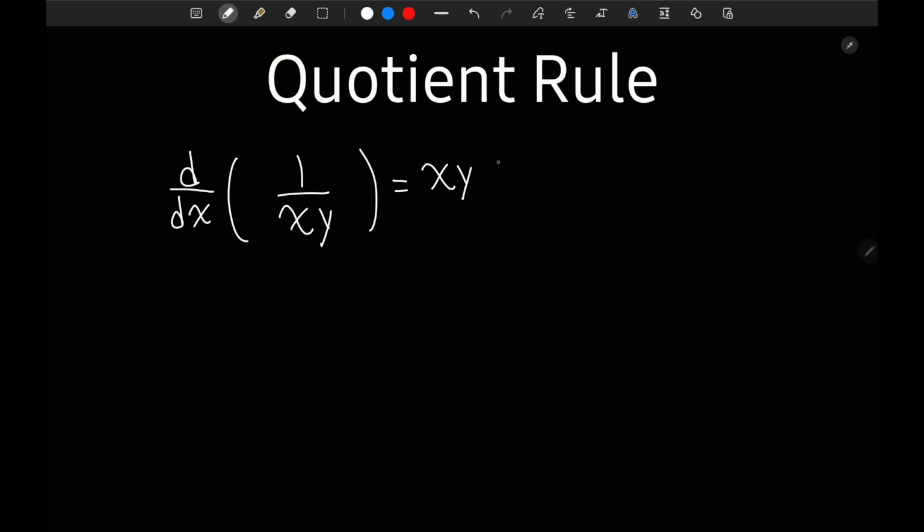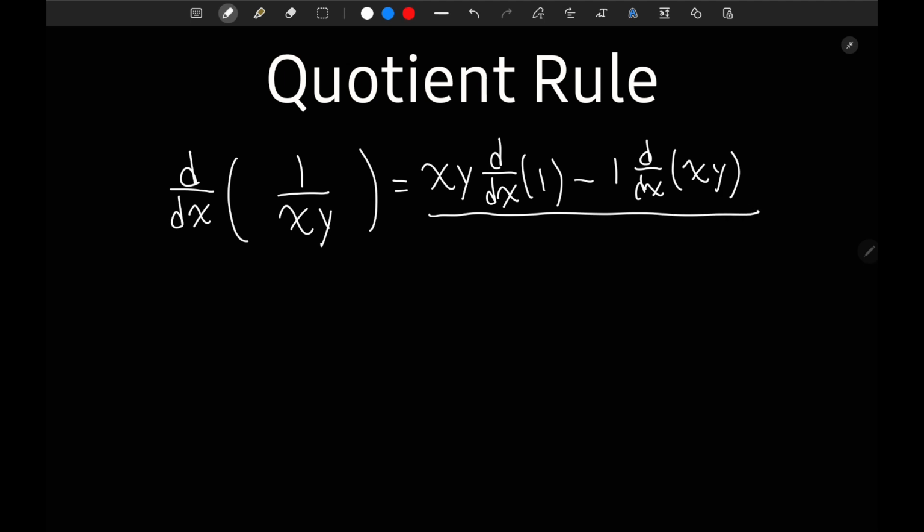low multiplied by our d high, which is the derivative of 1, minus high, which is 1, multiplied by the derivative of the low, and then we square the bottom and throw it below.